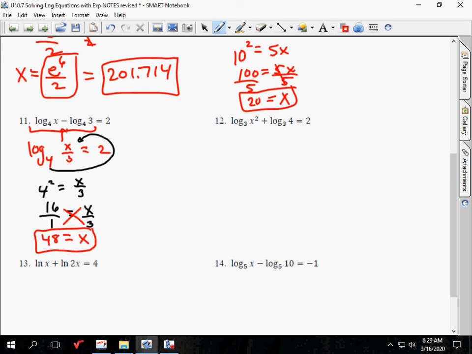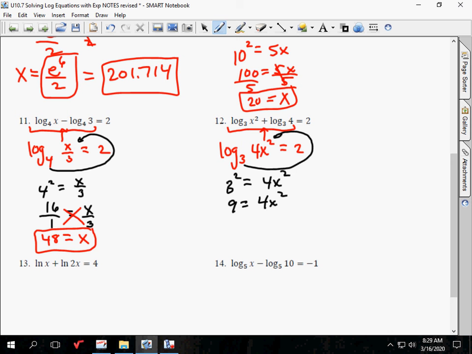All right, 12. 2 logs on the same side, so we condense into 1 log. Addition condenses to multiplication. So that's x squared times 4. I'm going to write it as 4x squared. Okay, we have 1 log in the problem. Go to exponential. 3 squared equals 4x squared. 3 squared is 9.